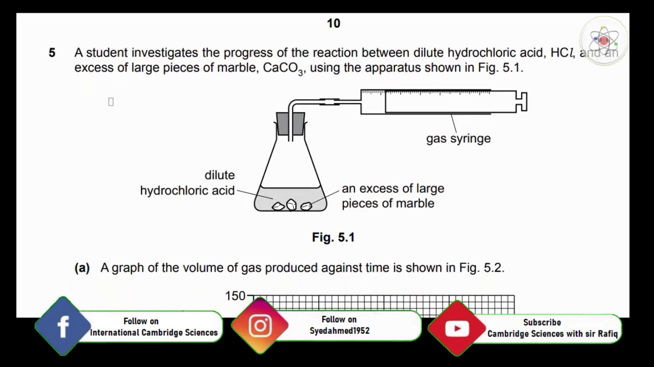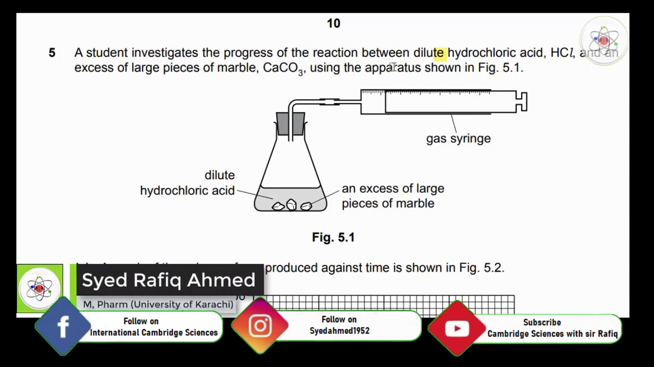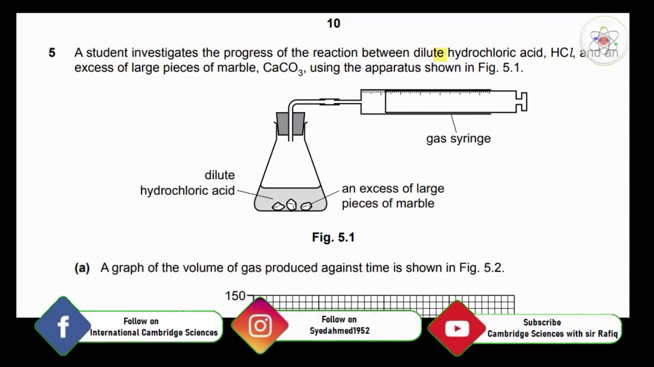It says a student investigates the progress of the reaction between dilute hydrochloric acid and an excess of large pieces of marble calcium carbonate using the apparatus shown in figure 5.1. So as you can see, here are an excess of large pieces of marble calcium carbonate which are added to dilute hydrochloric acid, and this is the syringe connected, which is for collecting the gas formed during the reaction.